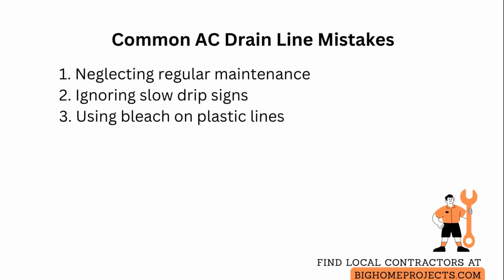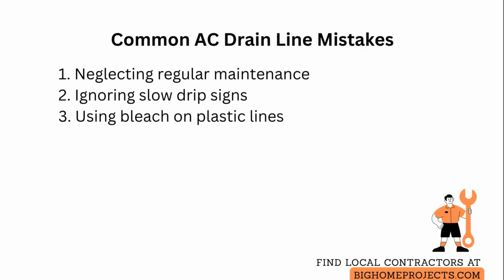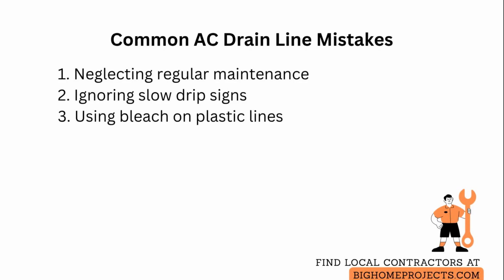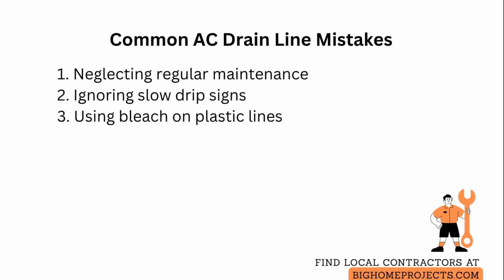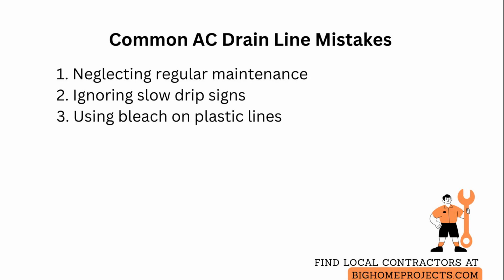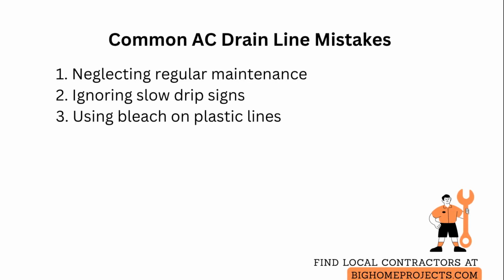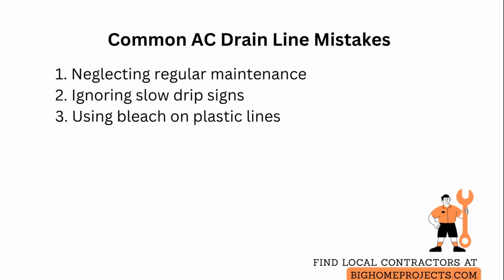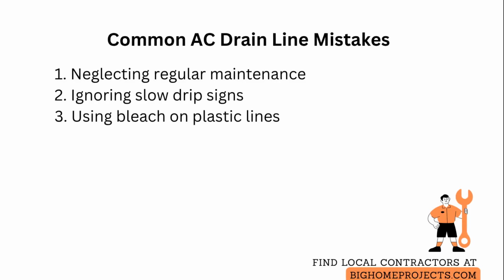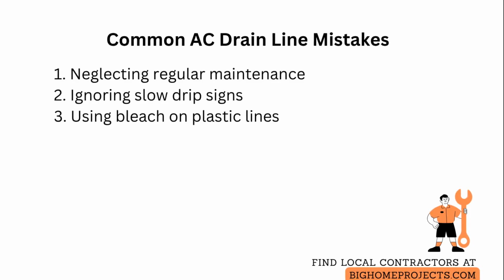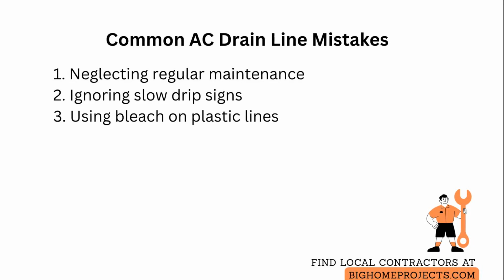Another frequent issue is assuming a slow drip is normal when it actually signals a partial clog. So act when you see reduced drainage and do a vacuum flush before water backs up and causes damage. People sometimes use bleach in plastic lines, which can degrade fittings and harm seals, so prefer white vinegar for routine cleaning and reserve stronger chemicals for professional handling.